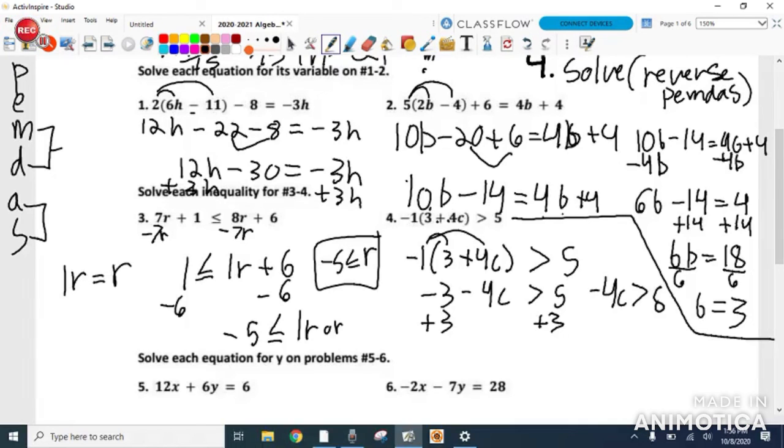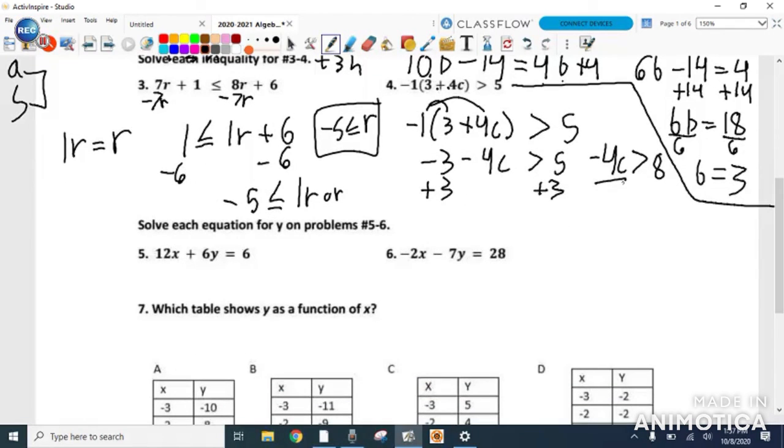Now, the next step. I have to either multiply or divide. Since I have a number in front of a variable, that means I'm going to divide by negative 4 from both sides. Now, if I divide by a negative number, my inequality symbol is going to change directions. Divide or multiply by a negative number, your sign is going to flip. All right? 8 divided by 4 is 2. One is positive, one is negative, so c is less than negative 2. All right?